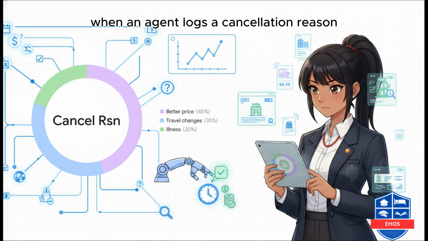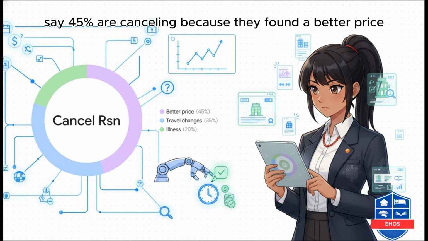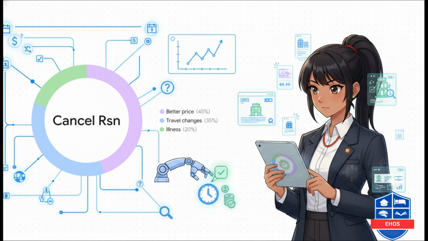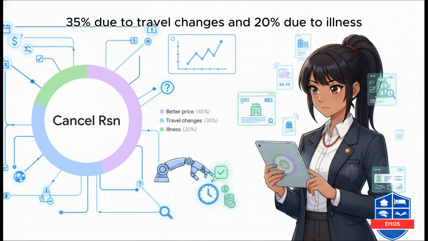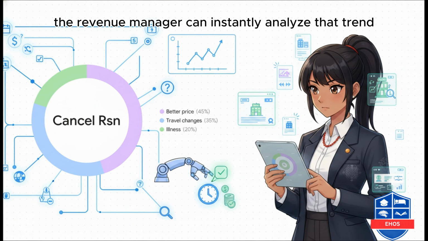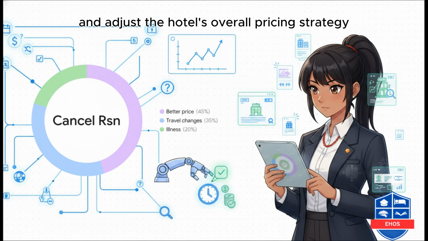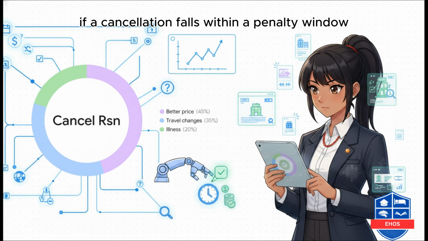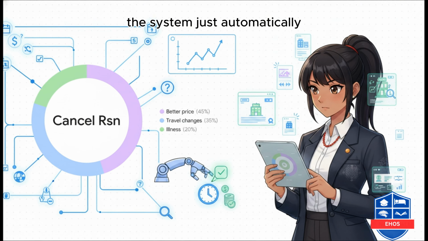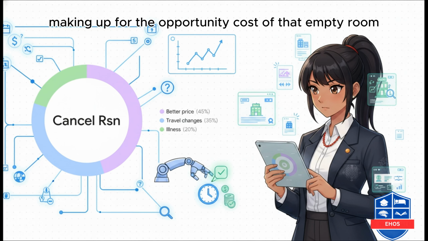When an agent logs a cancellation reason, say 45% are canceling because they found a better price, 35% due to travel changes, and 20% due to illness, the revenue manager can instantly analyze that trend and adjust the hotel's overall pricing strategy. Furthermore, if a cancellation falls within a penalty window, the system automatically flags it to recover the fee, making up for the opportunity cost of that empty room.